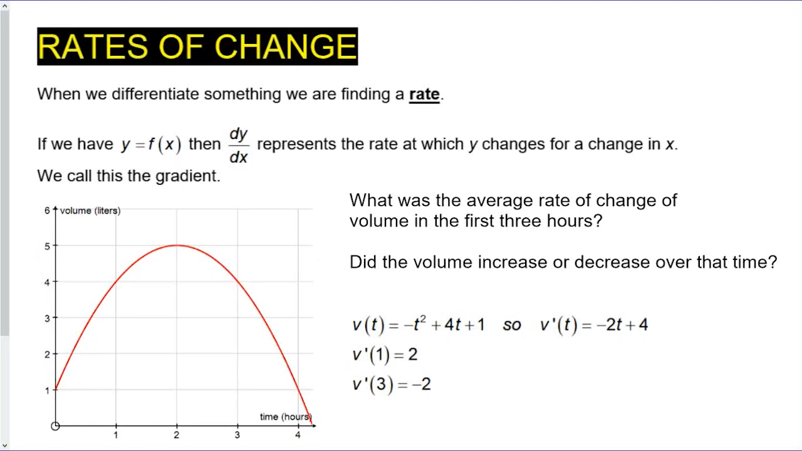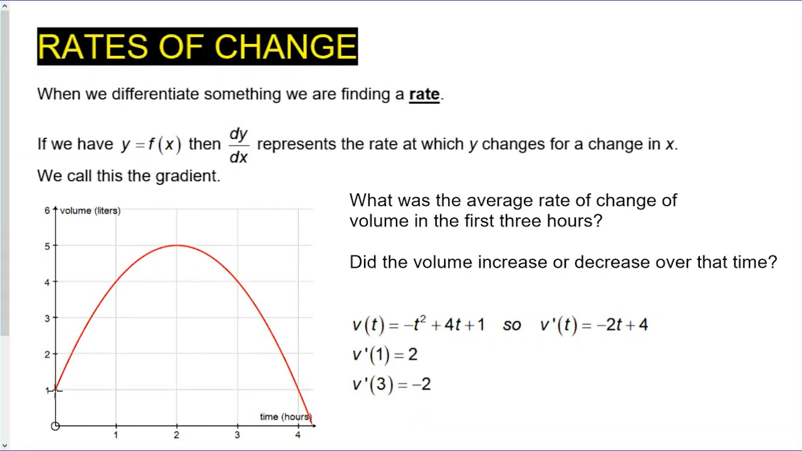Okay, so moving on now, we're now going to talk about rates of change. Rates of change is a really important concept. Whenever we differentiate something, what we are finding is what we call a rate of change. And the most obvious one that we find routinely is the gradient of a function. So when we find the gradient of a function, we're finding a rate of change.